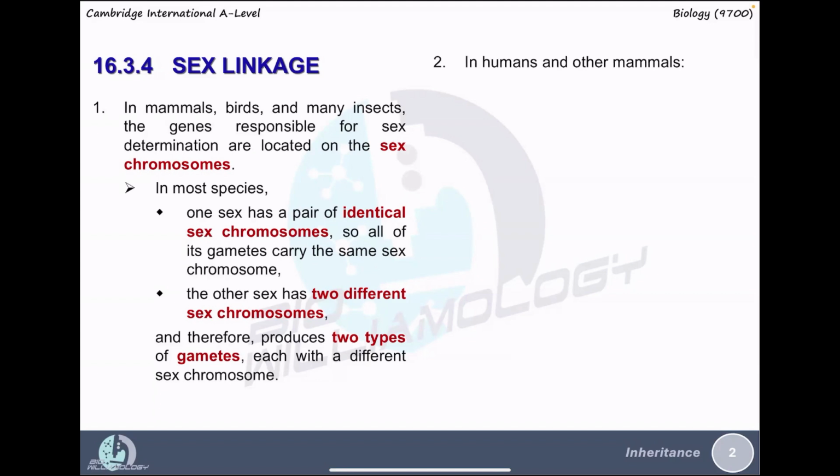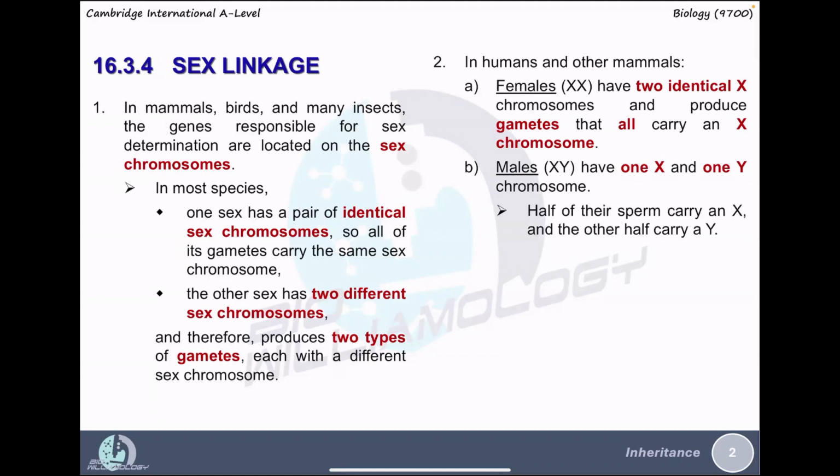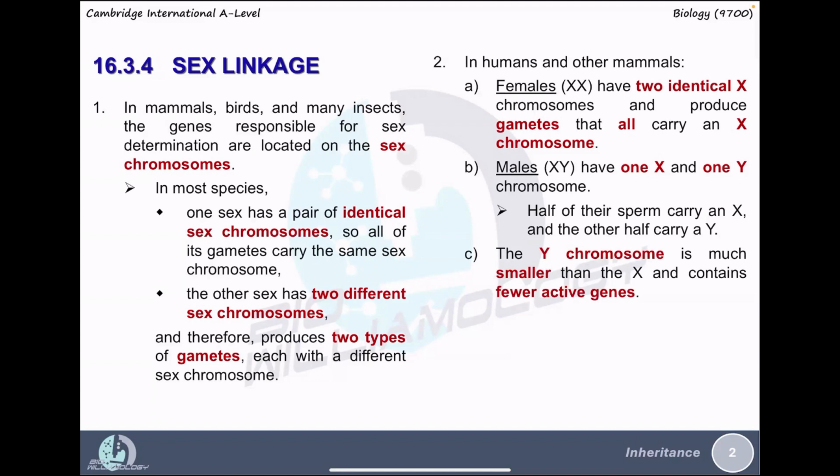For example, in humans and other mammals, females have two identical X chromosomes, and they produce gametes that all carry an X chromosome. However, a male with XY sex chromosomes, one X and one Y chromosome, will have half of their sperm carrying an X chromosome and the other half carrying a Y chromosome. The Y chromosome is much smaller compared to the X chromosome and contains fewer active genes.